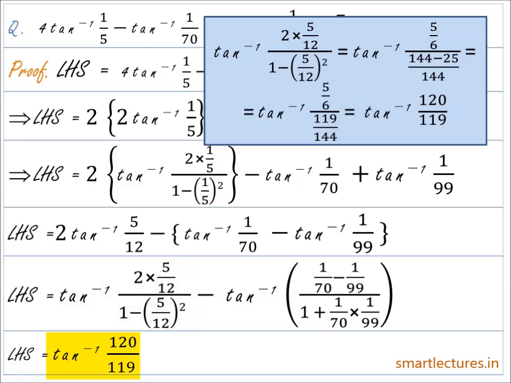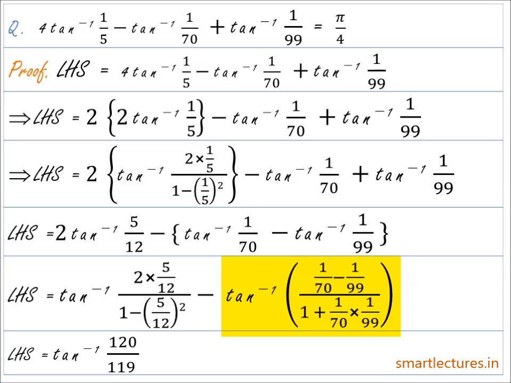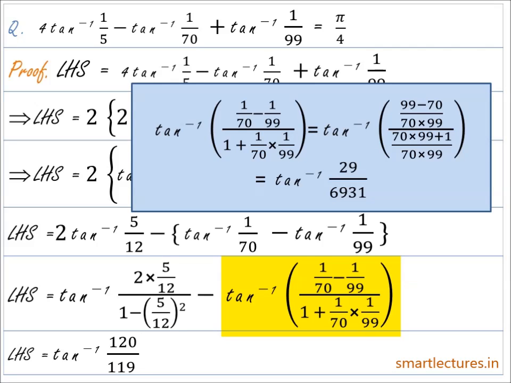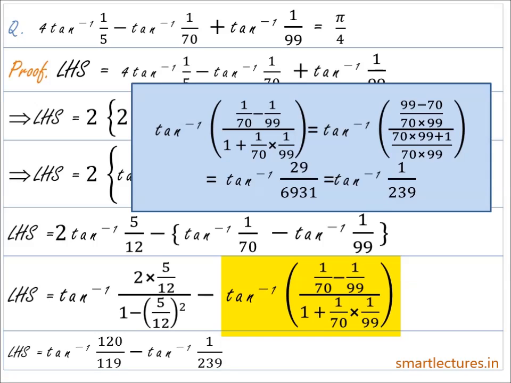Similarly, tan inverse 1 upon 70 minus 1 upon 99 divided by 1 plus 70 into 1 upon 99 is equal to tan inverse 99 minus 70 upon 70 into 99 divided by 70 into 99 plus 1 upon 70 into 99, and which is equal to tan inverse 29 upon 6931. And also tan inverse 29 upon 6931 is equal to tan inverse 1 upon 239.